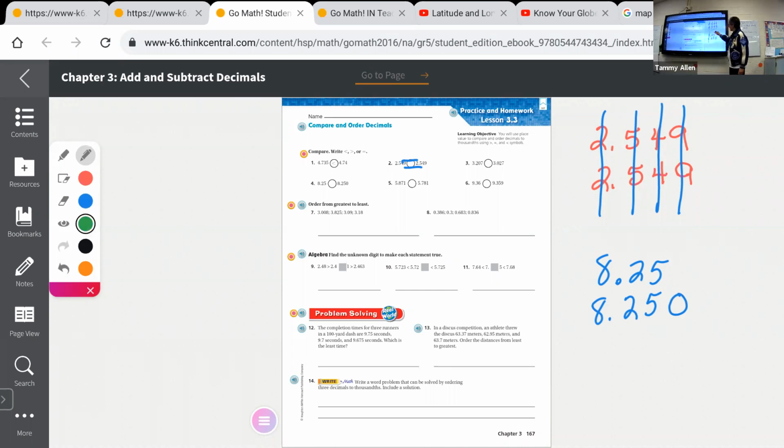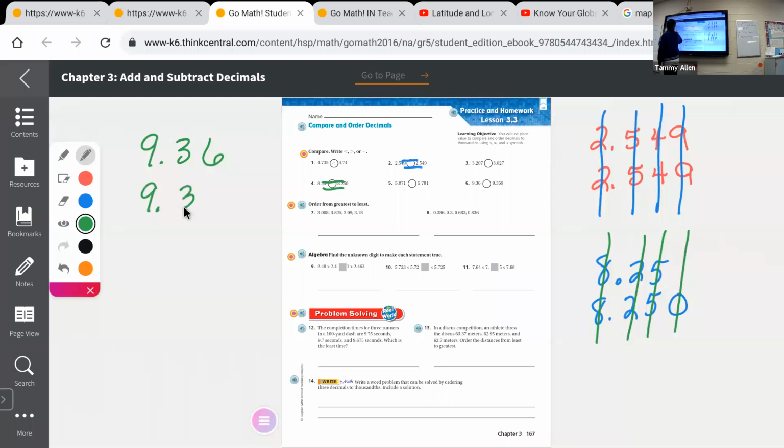Number 4. Our ones are the same, our tenths are the same, our hundredths are the same. We have nothing compared to 0, therefore they are equal. Number 6. Our ones are the same, our tenths are the same, our hundredths though, 6 is greater than 5, therefore we would have a greater than symbol in here.